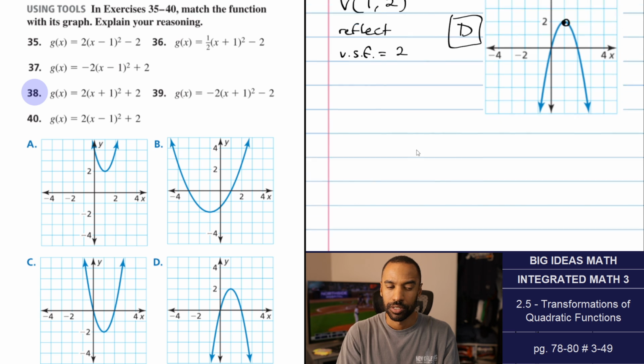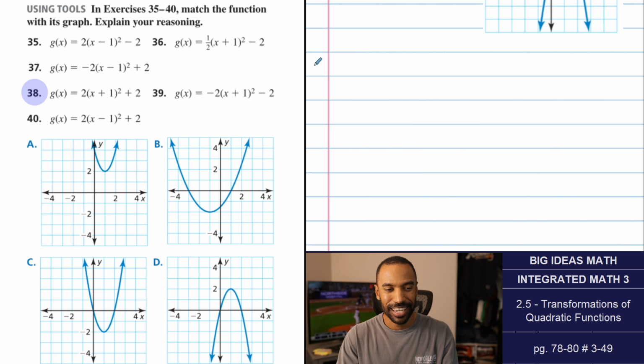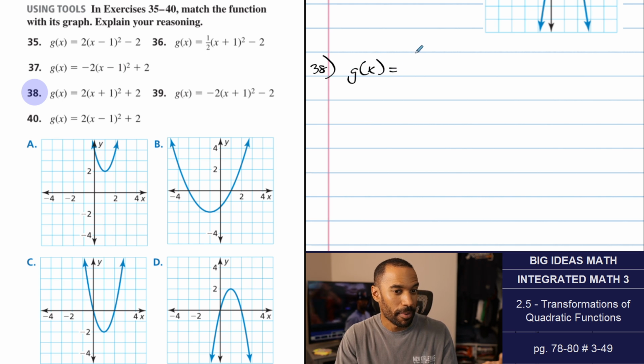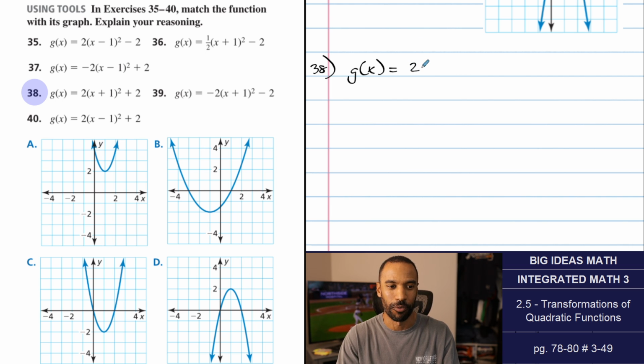38's close to A. I don't think it's A. There's one difference. Number 38, g of x equals, listen, a lot of these are the same kind of looking graphs. None of them have a stretch factor of 1. I just noticed that. All of them have a stretch factor of 2 except for one of them. So g of x is 2 times (x plus 1) quantity squared plus 2. Now this vertex is at negative 1, comma 2.